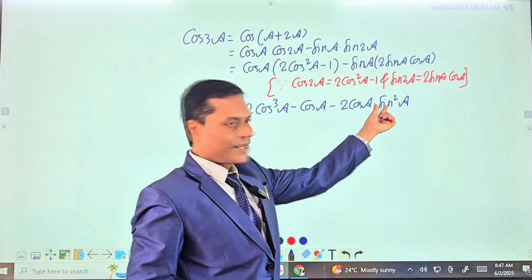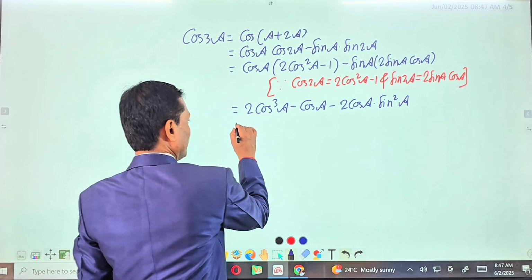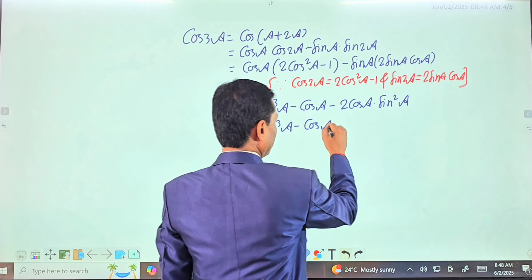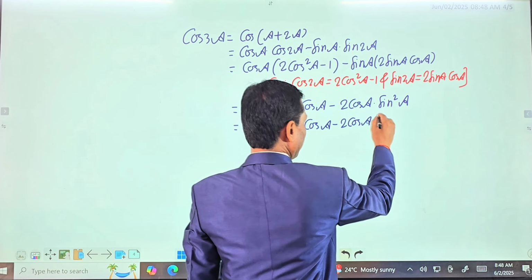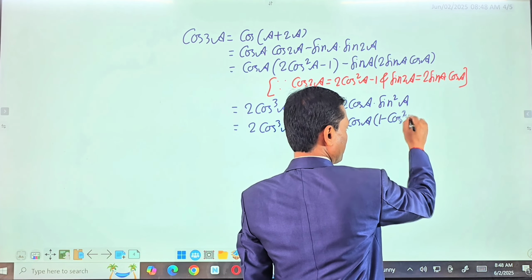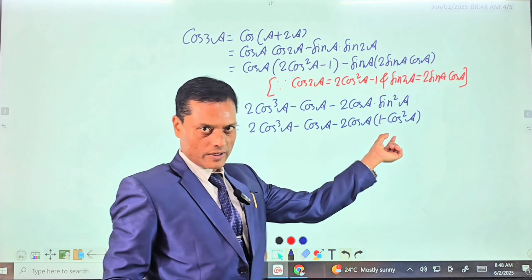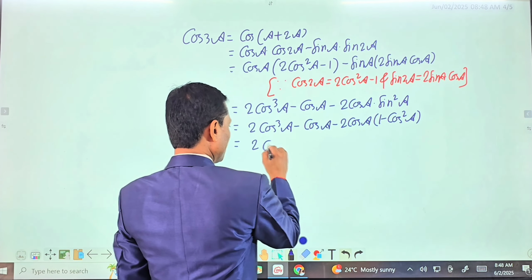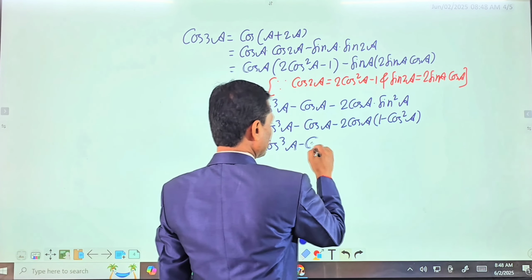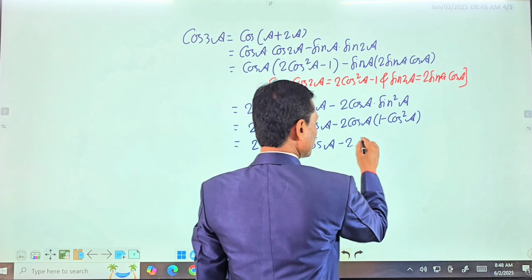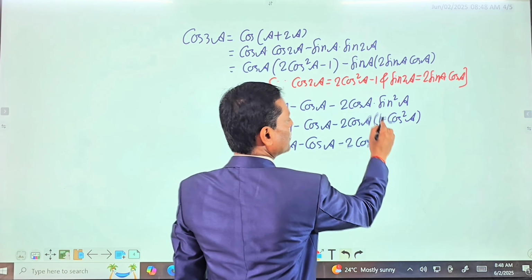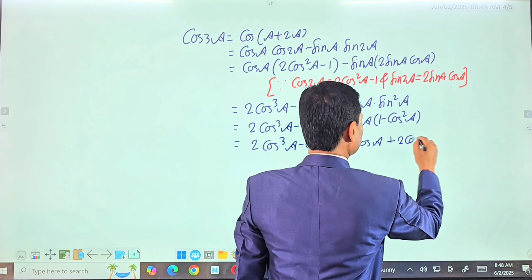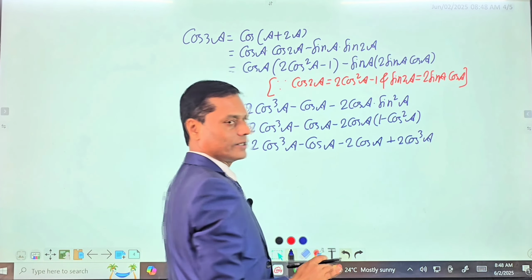so now I am going to change sin square a into cos square a. So we can write here 2 cos cube a minus cos a minus 2 cos a, and here 1 minus cos square a. So it's a very important formula, isn't it? So sin square a equals to 1 minus cos square a. Next one is 2 cos cube a minus cos a minus 2 cos a, right? And minus minus plus, and cos a dot cos square a gives us here 2 cos cube a, isn't it? So we have here 2 already outside.